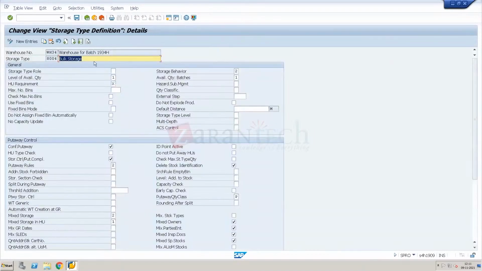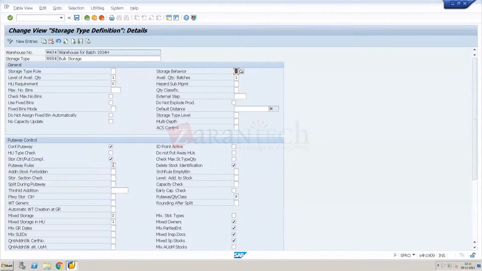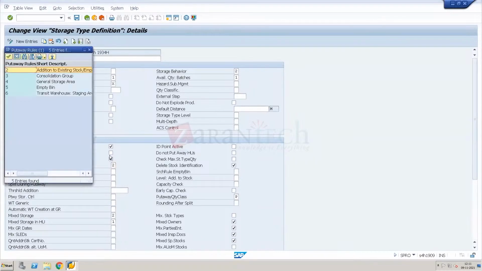So if you look here, 8004, since you have copied standard, you can see a field here called storage behavior. It is 2, which is bulk storage. Then you also have put away rules, which is 2. That means you are adding stock to the same bin.